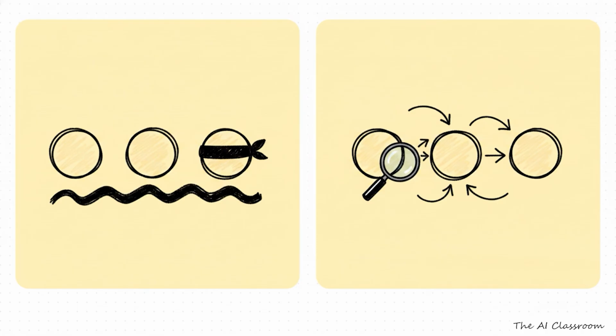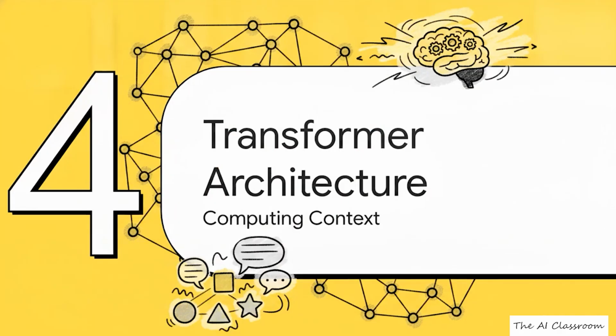They are gathering rich context in a data-dependent way. Information actually flows from the past to the present, allowing the model to make highly educated guesses about what on earth should come next. All right, Section 4, building the transformer architecture.